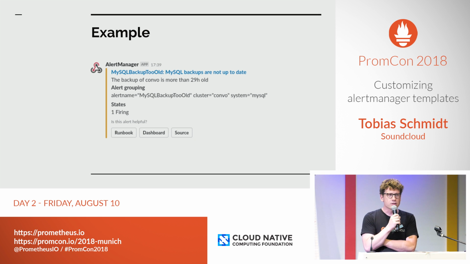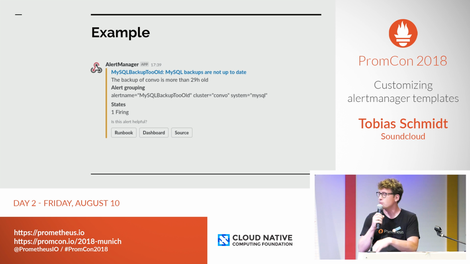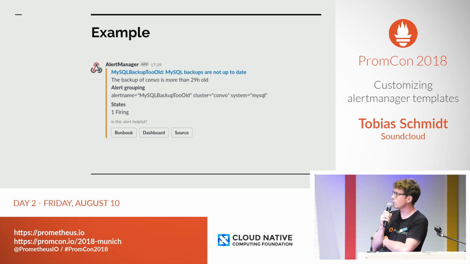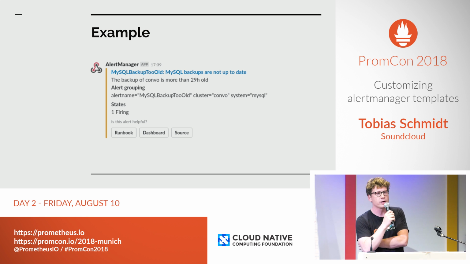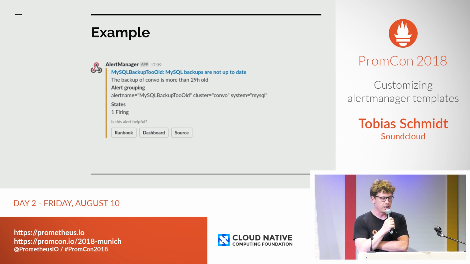Here is an example that we have at SoundCloud right now for our channel. I guess it's a lot more readable to some people than the default one. At SoundCloud we always have a summary and a description for an alert. It also has a name, which is what you see at the top. We group alerts, and we remove most of the labels in that view, because we just needed a notification and not all the details. What you might find interesting is that we have these nice buttons to immediately go to the runbook and dashboard or the source of the alert. How did we do this?